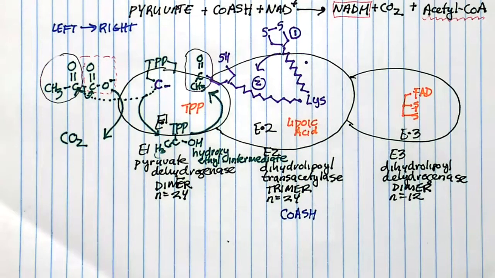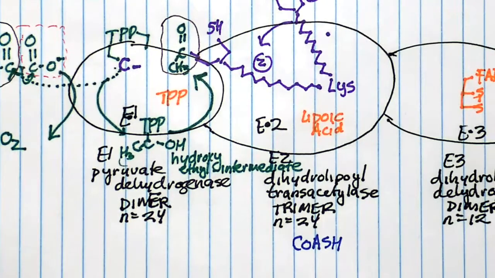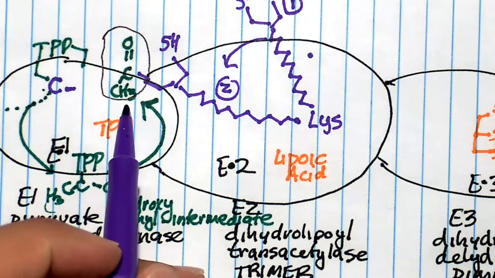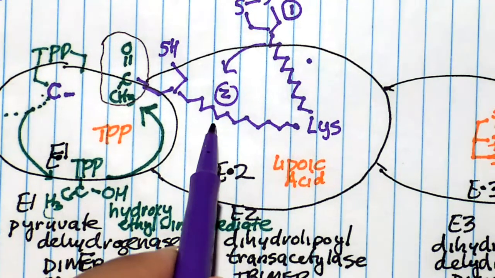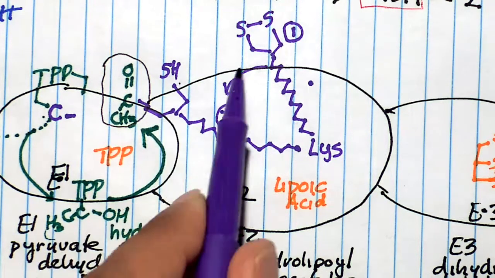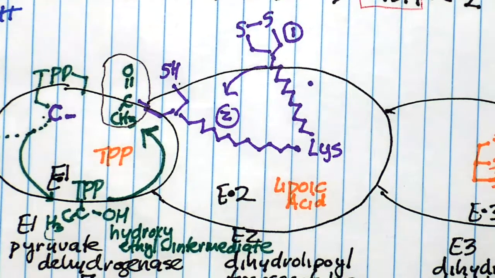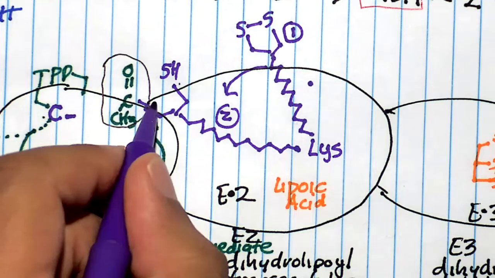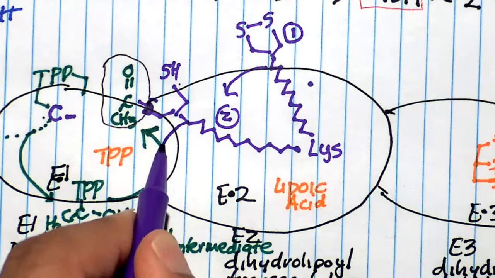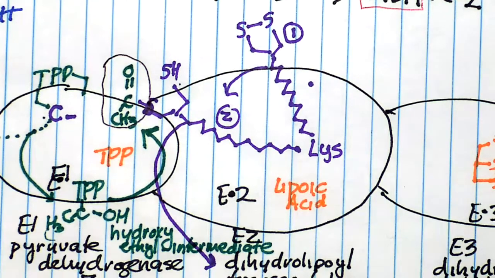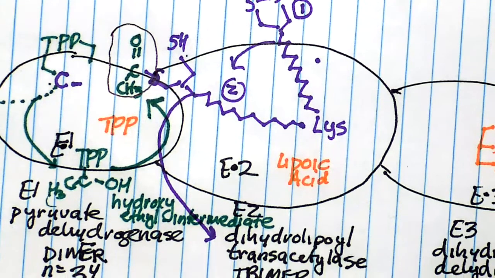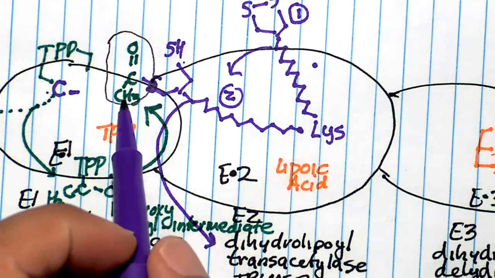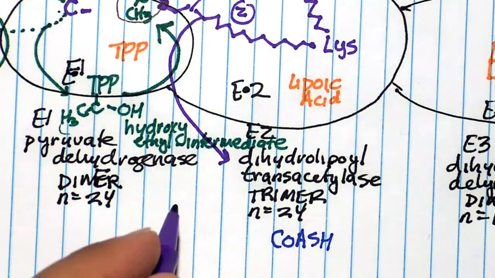So here goes the acetyl group. Let me zoom in here a little bit and try to show this to you in real time what's happening. Here is that acetyl group, CH3C double bond O. Here is one of the SH groups that has been reduced. One of the other S's is conjugated to the acetyl group. And now what's going to happen here is that this acetyl group, on the lysine residue attached to the lipoic acid, will be donated to coenzyme A.